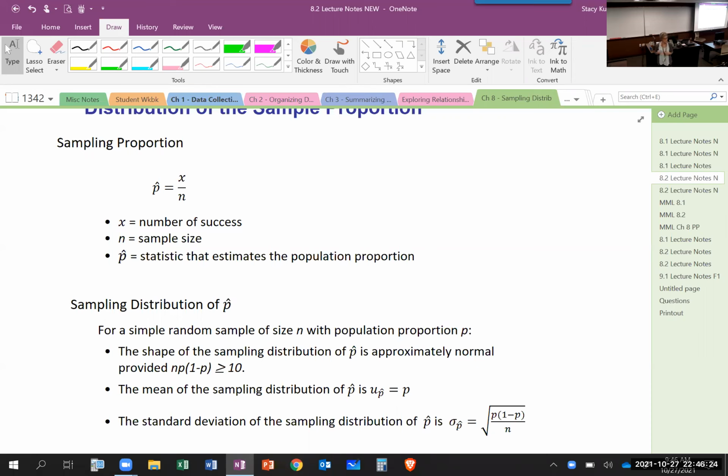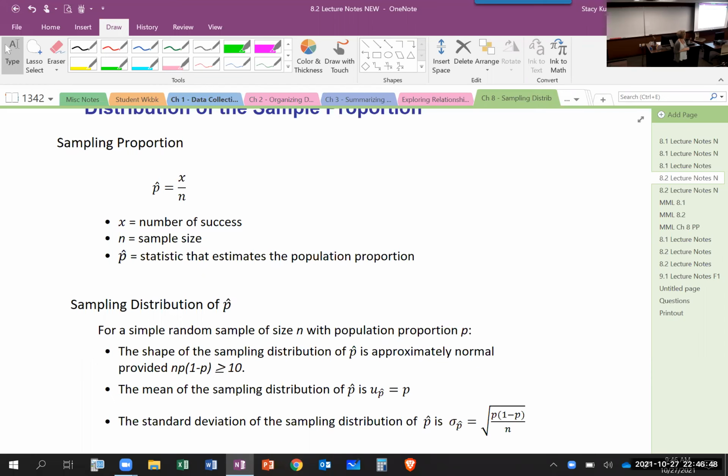X bar was the variable that changed. That's the variable that represents the mean, the average of our sample, the mean of our sample. Well, what we're talking about today is the proportion in a sample. So this is our last letter for P. This is the last use of the letter P for us for the semester. Well, no, we have a P value too. We got one more past this.